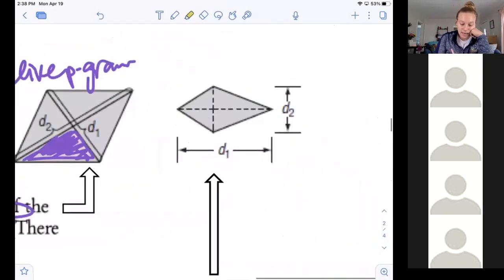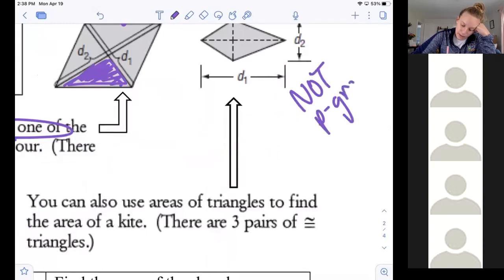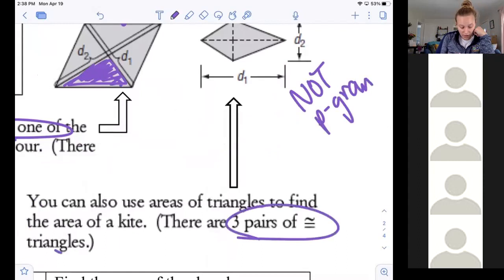Same thing with kites. The diagonals are labeled kind of funny here. The diagonal 1 is the long diagonal, and then diagonal 2 is the vertical diagonal, the short one. So they're labeled funny, just wanted to give you a heads up. And again, you don't have to use this formula. You cannot treat it like a parallelogram though, because it's not. So I'm going to say not p-gram. You cannot treat this one like a parallelogram, but you do have little congruent triangles in here. So if you wanted to, you could find distances and areas of those and break it apart.